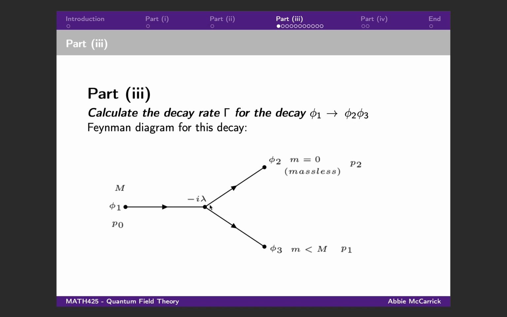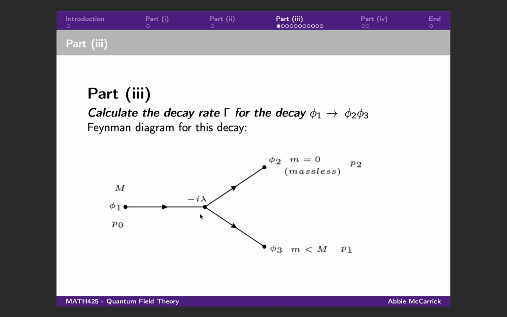This particle then goes on to decay into two particles. We've got phi 2 with a momentum of p2 and a mass of 0, so this particle is massless. But then we have another particle, phi 3, which isn't massless, but it does have a smaller mass than the initial mass m, and has a momentum of p1. As you can see here, we have followed the Feynman rules, and we have assigned a minus i lambda at the vertex in this Feynman diagram.